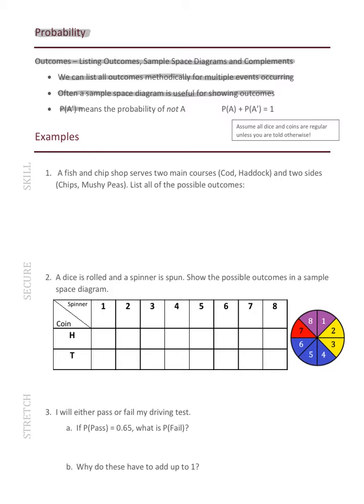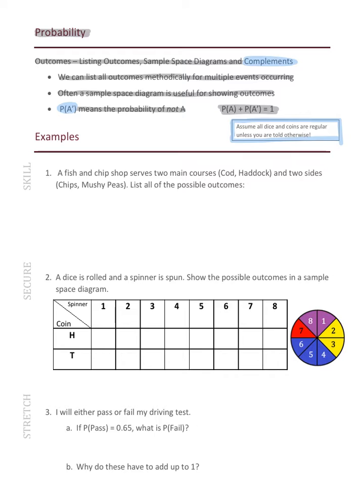And then P not A means the probability of not A. So that is the opposite of A, and that's actually called the complement. So P not A is called the complement. Now, what that means is the probability of A or the probability of not A equals 1, because either we've got to have A or not A. And then super blue box, again, that is what it was last time. Assume all dice and coins are regular unless you're told otherwise.